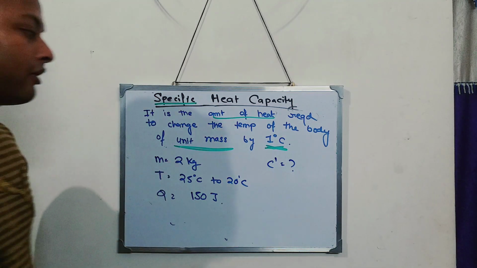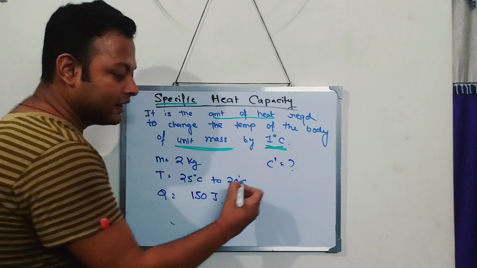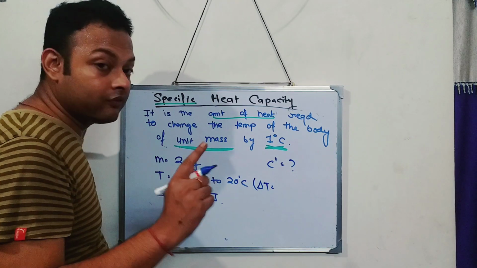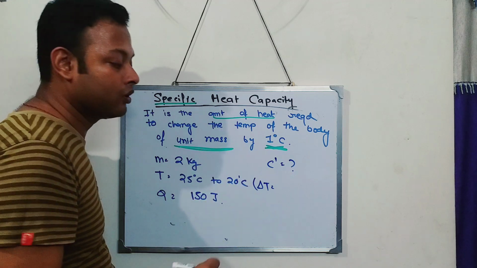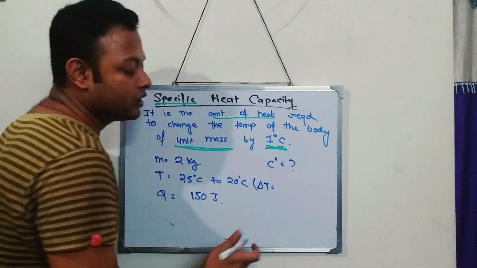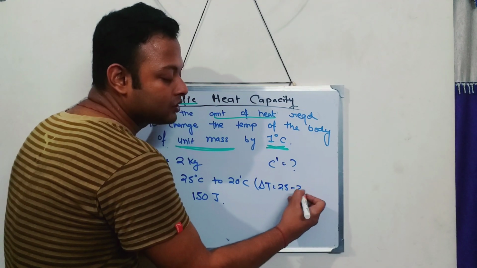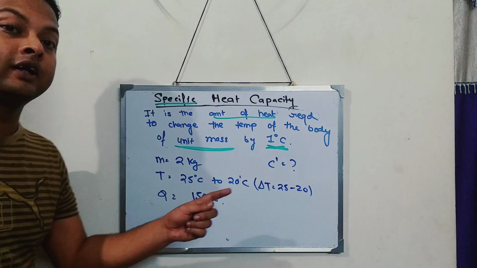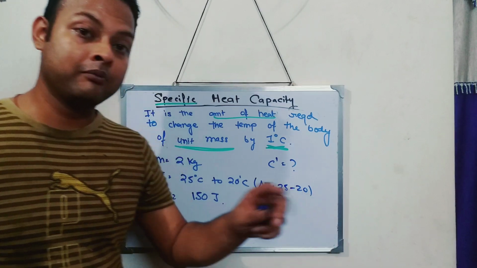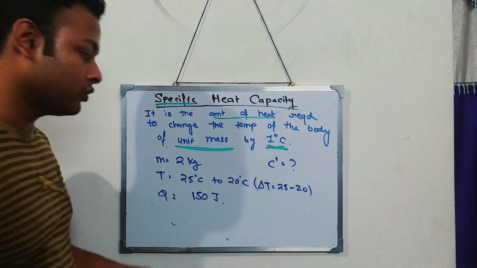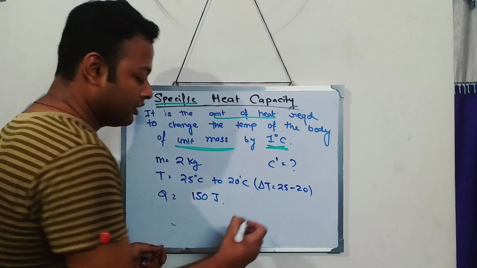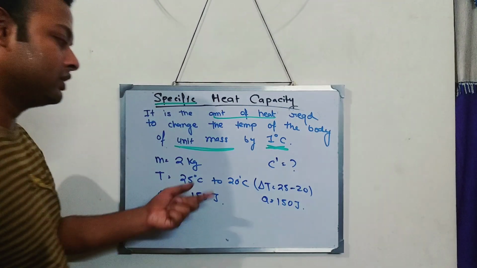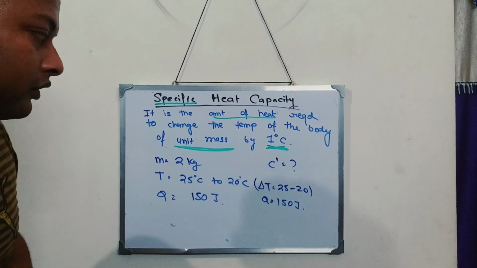See, your mass has no problem. What is the delta T over here? Calculate delta T. Now delta T, I told you, is not final minus initial, it is big minus small. So delta T is 25 minus 20. Don't subtract 20 minus 25, then you will get the temperature as minus 5, and minus 5 of temperature is not accepted. So you always do bigger minus smaller. And Q is how much? 150 joule. Same thing.